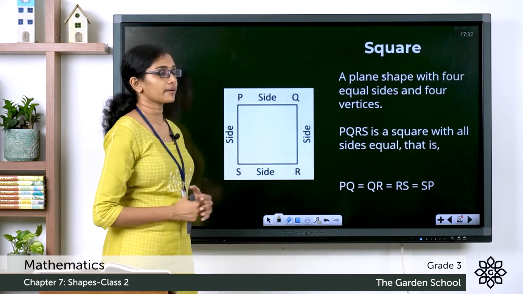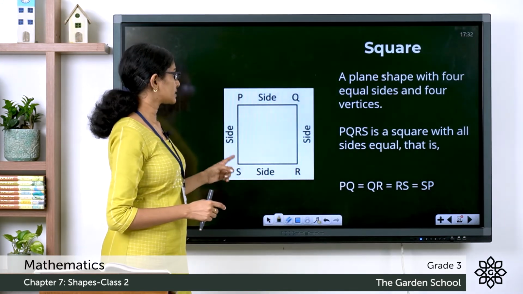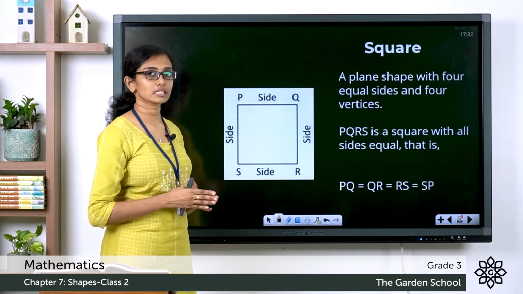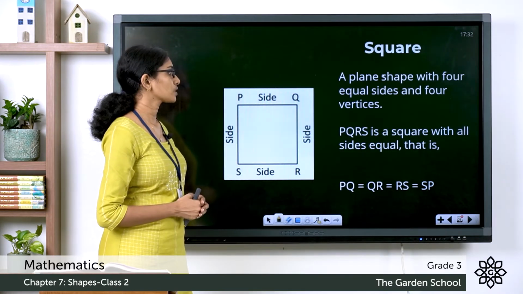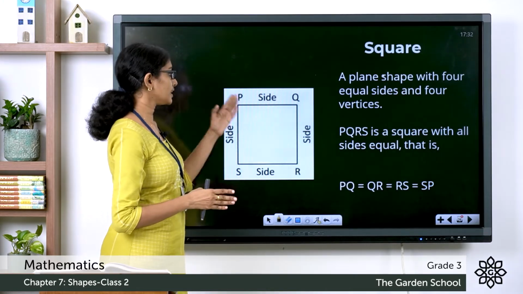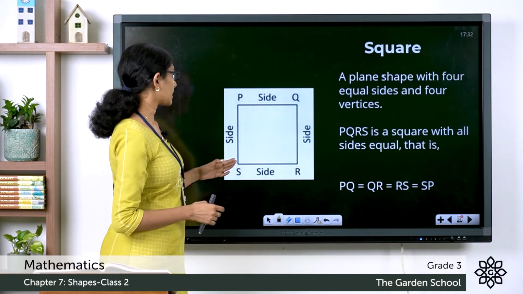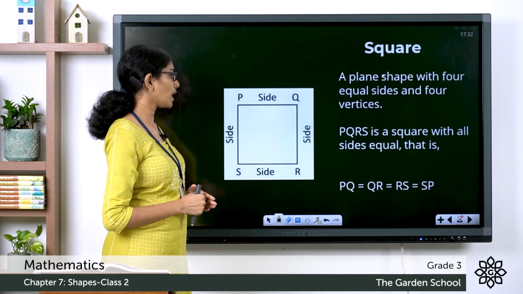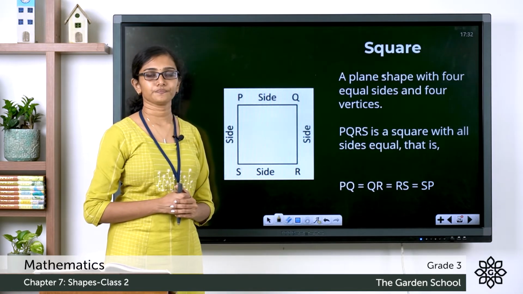Now the square. A square is a plane shape with 4 equal sides which are all of the same length, and it has got 4 vertices. Which are the 4 vertices? 1, 2, 3, 4. So this PQRS is a square with all sides equal. Which are the sides? PQ, QR, RS, SP. The side PQ equal to the side QR equal to the side RS equal to the side SP.